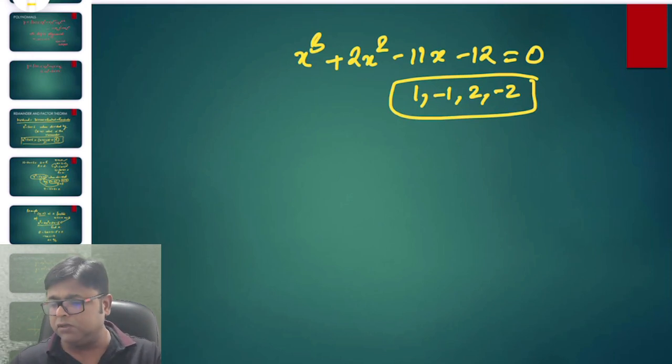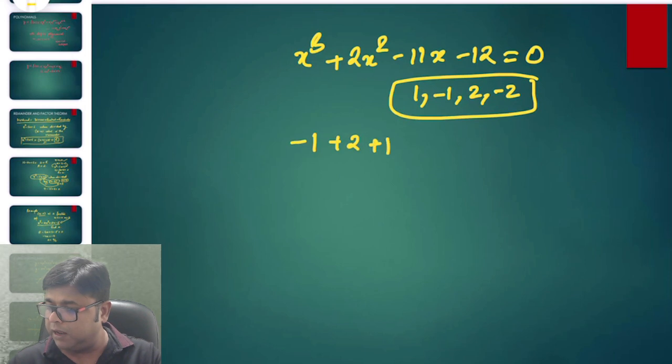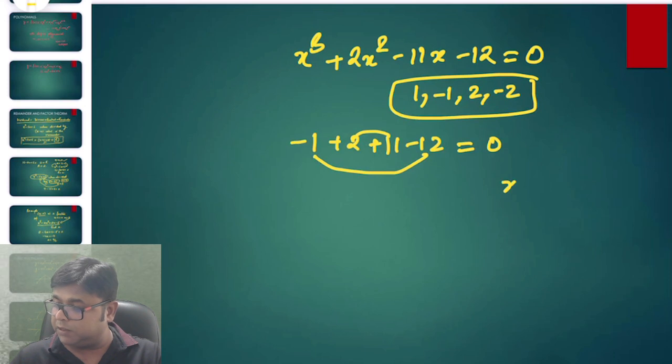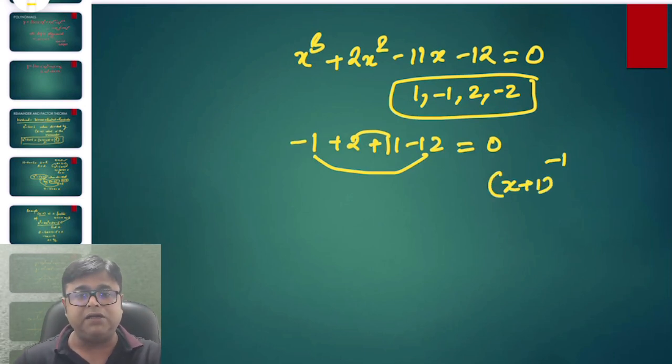So if I put 1, I'm going to get 1 plus 2 minus 11 minus 12, which will never become 0. Now if I put minus 1, I'll get minus 1 cube, which is minus 1, minus 1 square will still be 1, so plus 2, minus 11 into minus 1 will be plus 11, minus 12. And this, you can see, is minus 13 plus 13 becomes 0. So minus 1 is by hit and trial one of the roots, so you can say x plus 1 is a factor of this cubic polynomial.